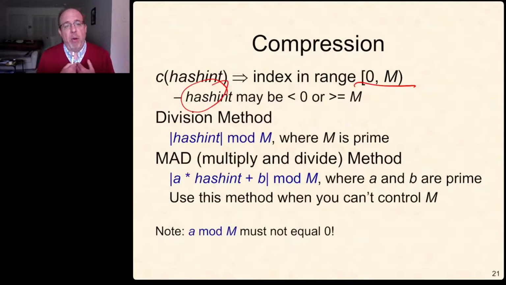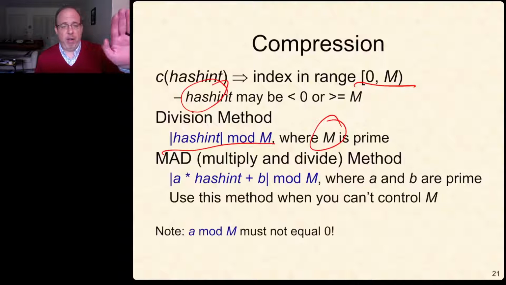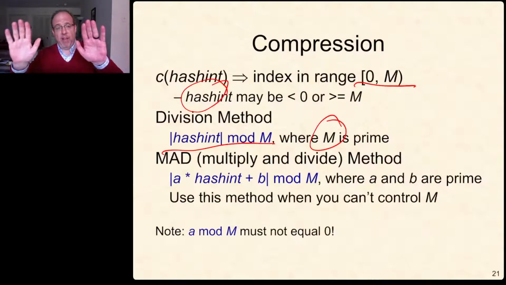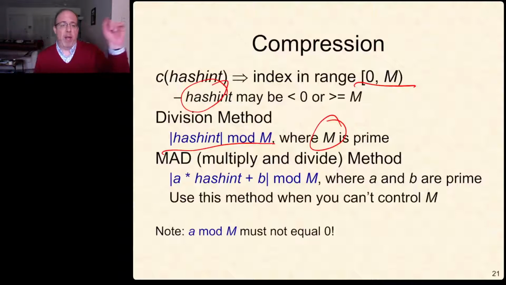If we control the choice of m, so if the person writing the hash function also controls the choice of m, then we'll pick m to be prime and then just use straightforward modular arithmetic. If we can't choose both the hash function and the size of the table, what we do is we ensure that our hash function has some prime factors in it to minimize the chance that they have common factors between the two.